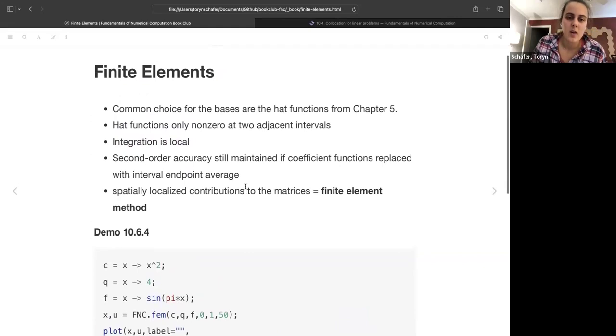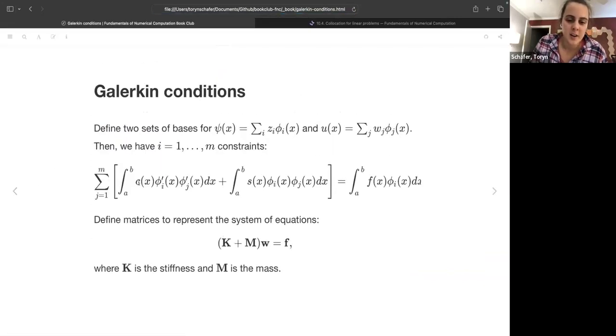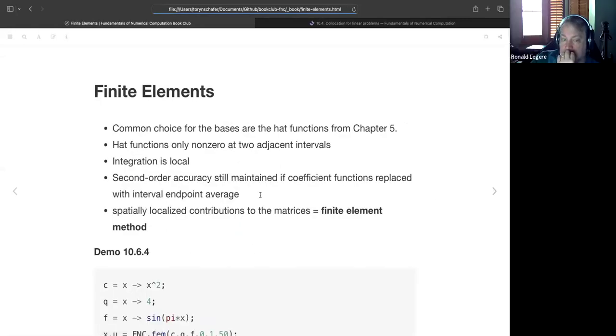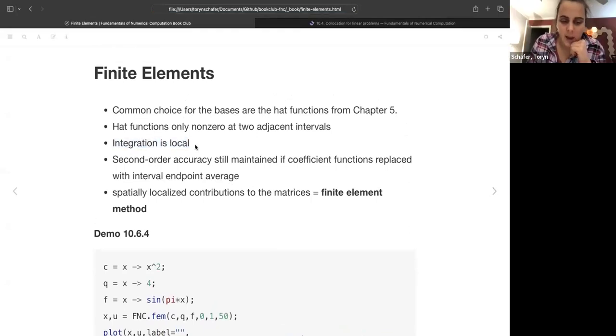Essentially, there is an interpretation where if you have the hat functions, the integration basically just boils down to you take the average of the coefficients over the interval and divide by the widths, and those interval integrations only affect a finite number of elements in K and M. That's what I understood the finite element to be referring to. Essentially, these integrals only contribute to the nodes where the hat functions are non-zero. So it ends up only being a 2x2 piece of K and M, and just a couple locations on F. Okay, so integration is local because we have the hat functions.